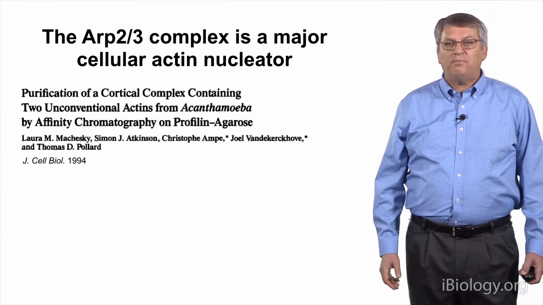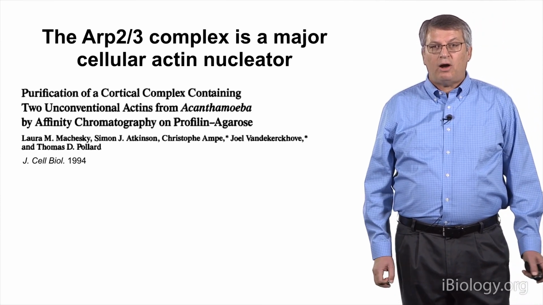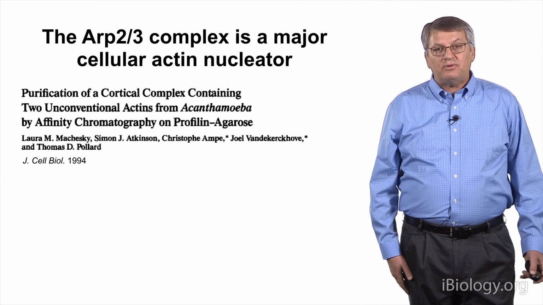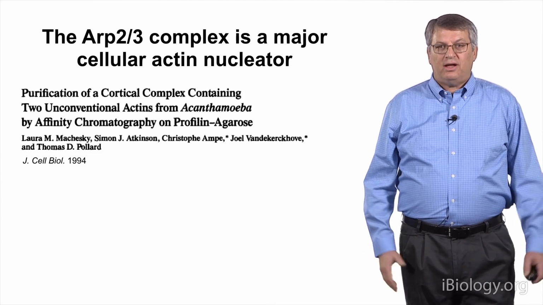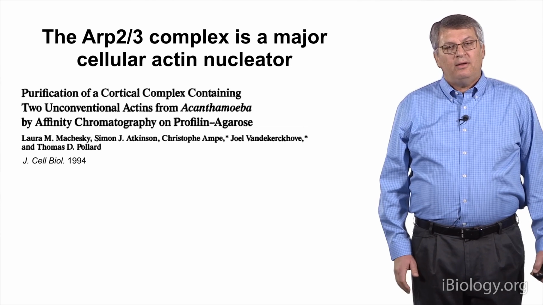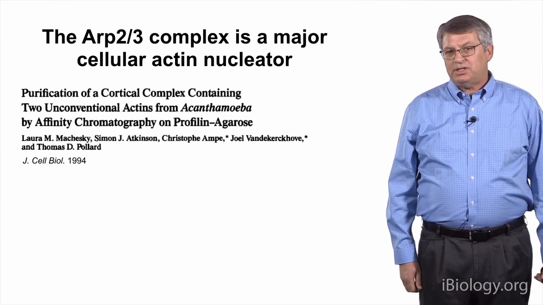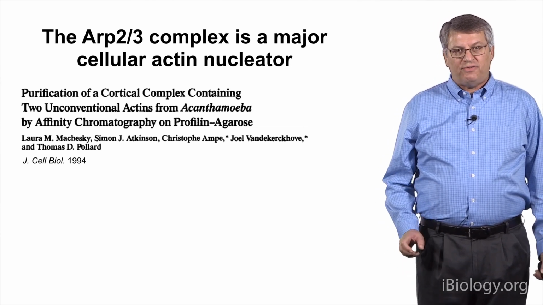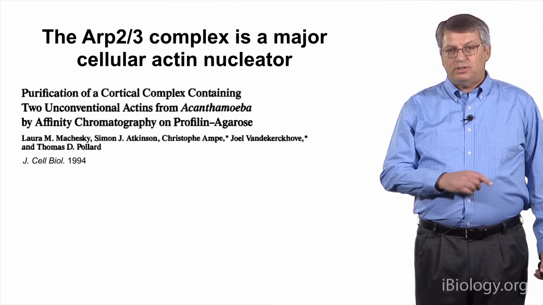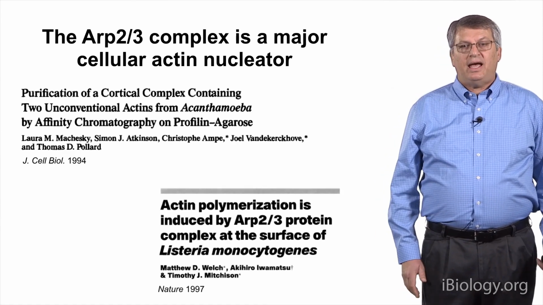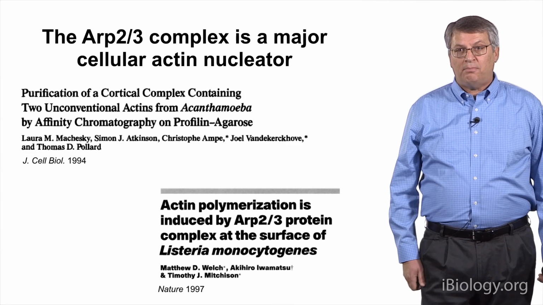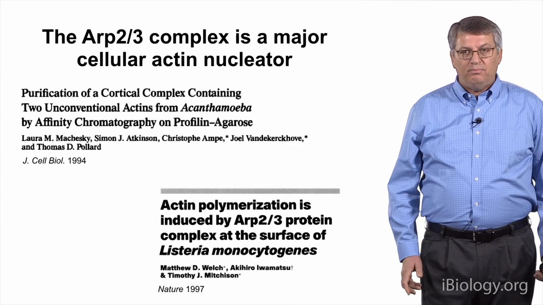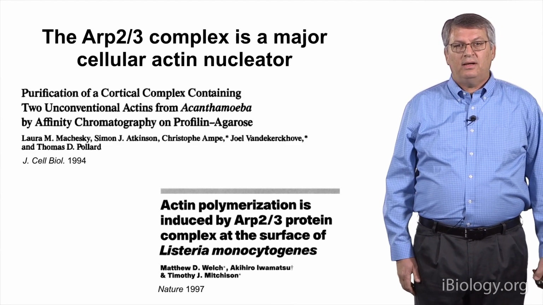And it was a fascinating complex of 7 proteins, 2 of which are related to actin. At the time it was discovered, the function of the complex was not known. Matt Welch, as a postdoc in the Mitchison lab, tried to purify the host factor that allowed Listeria to propel itself through the cytoplasm, and he identified the ARP2/3 complex as the key mediator of actin assembly.